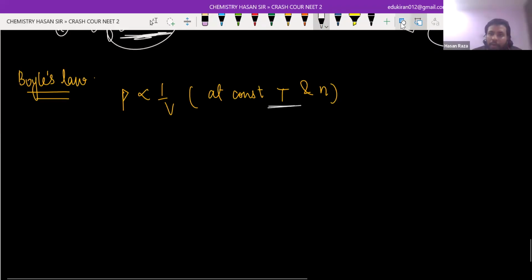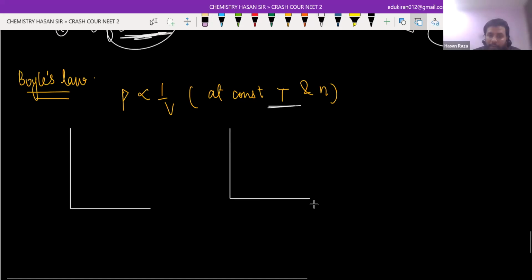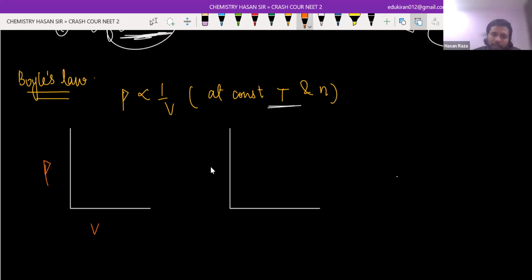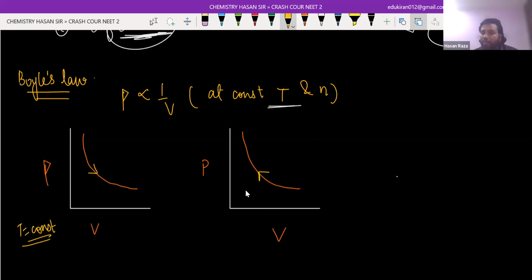So if you plot a graph, there will be two graphs here, and I will explain why. You know that for P versus V, if you plot a graph for Boyle's law, the graph will be like this and this. Now there will be a direction. The direction can be from top to bottom and bottom to top. And for this graph, temperature is constant. That's why it is an isothermal process.